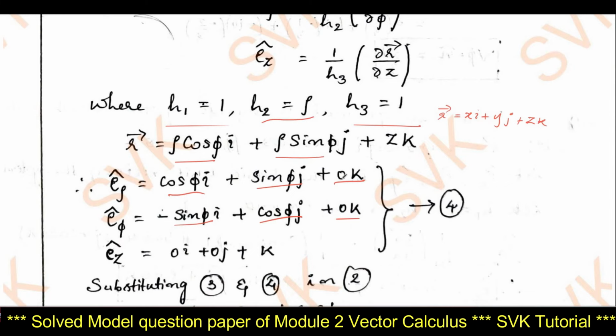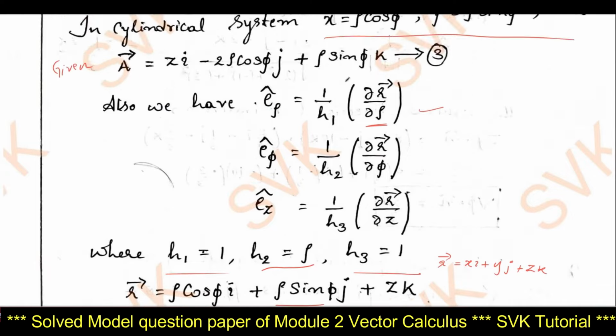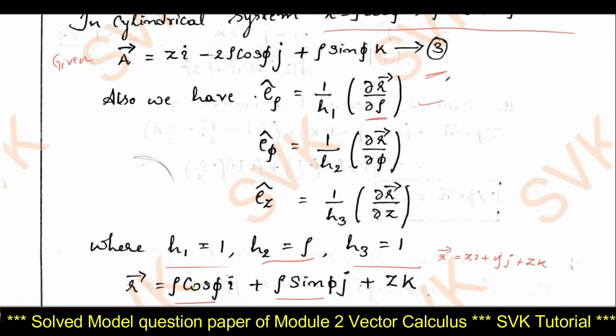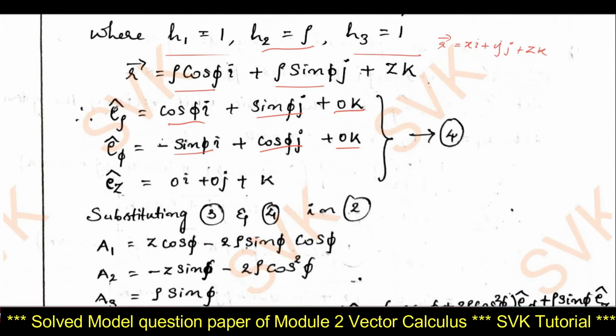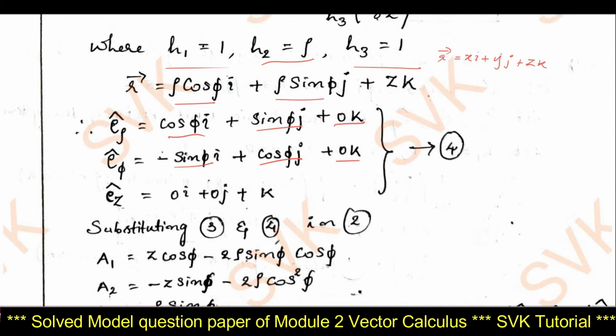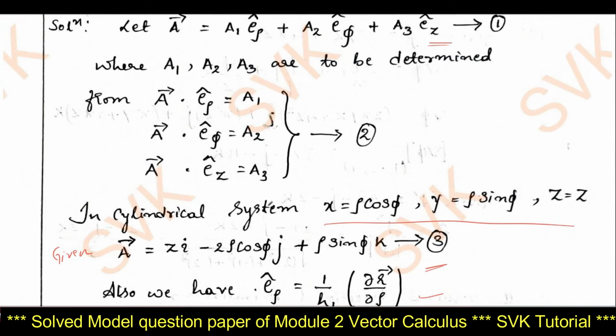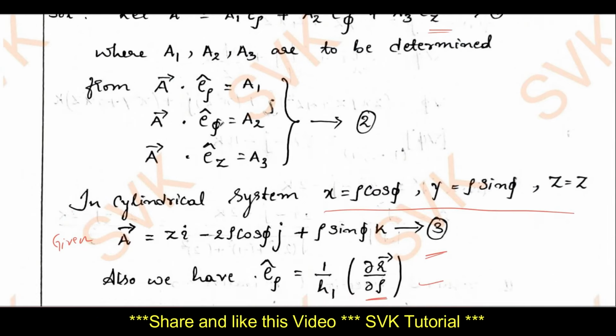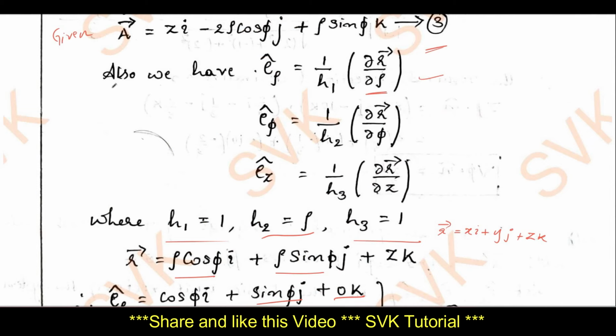So I will be substituting equation 3 and equation 4. Equation 3 is vector A, and E rho, E phi, E z I got. So I will substitute 3 and 4 in equation 2, and I will get A1, A2, A3. What is equation 2? It is a dot product. I will be finding the dot product of vector A and vector E rho. Now we shall find the dot product of these two vectors, vector A and E rho cap. So that is, multiply the components of ijk, that's all.